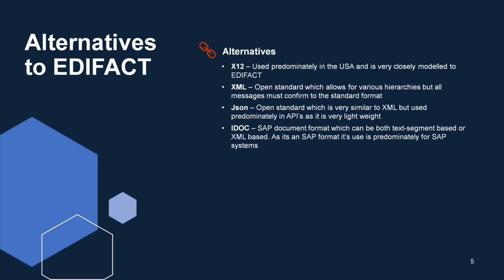Another format is IDocs, so this is predominantly a SAP document format. It can be used both with sort of text, sort of segment style structure. It's also in some of the newer implementations XML based, so you can get XML IDoc messages. Again, they look very, very similar to the equivalent text-based messaging or message format with the different segments, etc. as well. But it's predominantly an SAP format. So will be used to send data from or receive data into an SAP system.